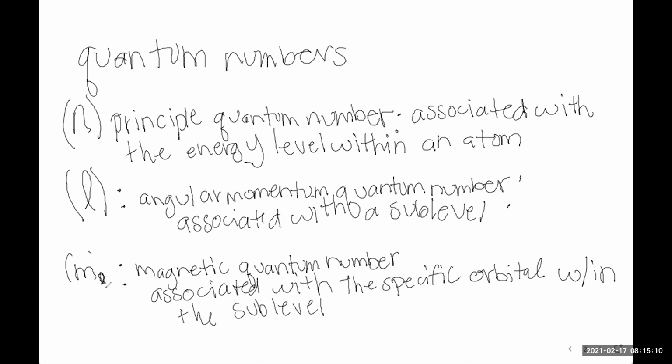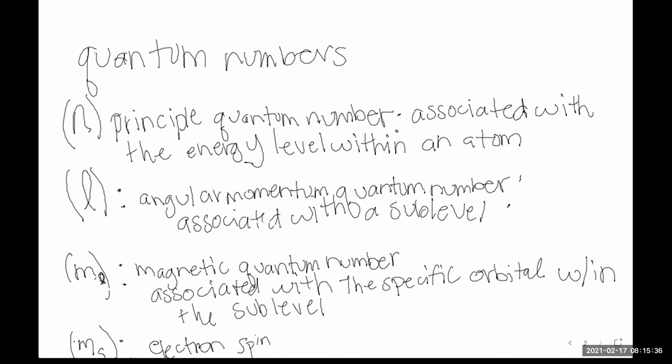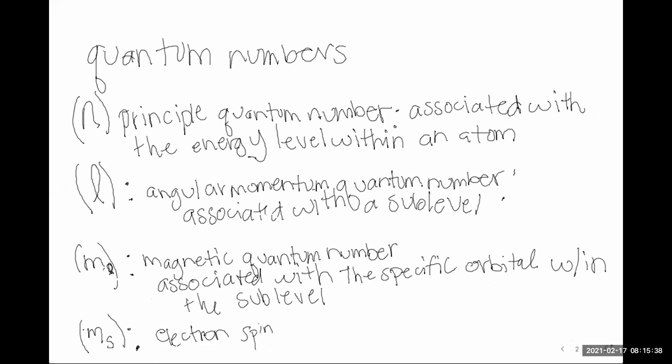And our fourth quantum number is another m, but instead of an l, there's a little s as a subscript. This just tells us our electron spin. Those are the four quantum numbers that we're going to see throughout this section.